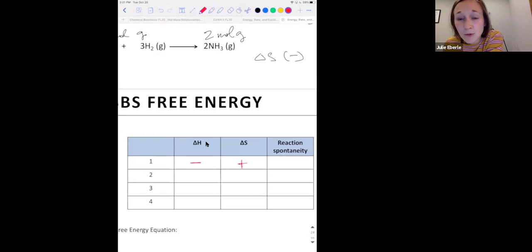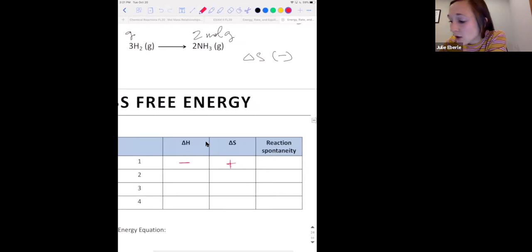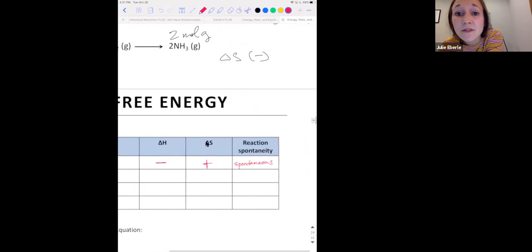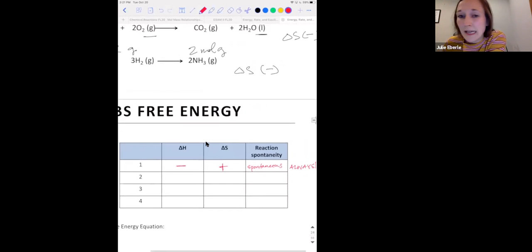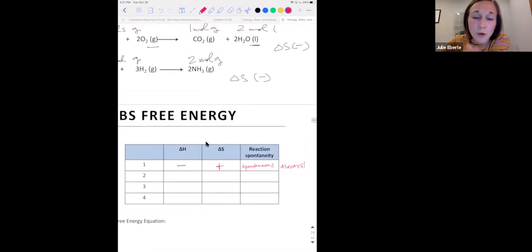So what actually happens when you have these 2 things combined, when you have a reaction that is exothermic and you're becoming more disordered, that reaction is always spontaneous. Or I should say always favorable. And you can write always. Okay, always. It will always happen. You do not have to do anything to it. Once it gets started, it will go to completion on its own.